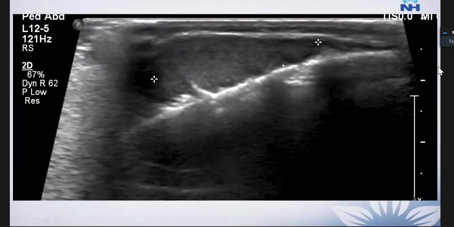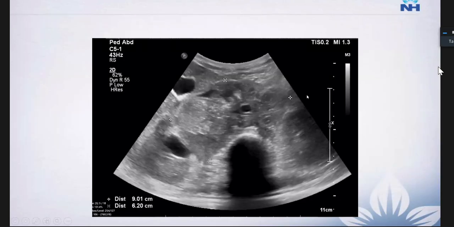And this was the USG appearance, which revealed that it was solid and hypoechoic, and you can see this kind of spiculations within the lesion. So subsequently, workup was done. USG abdomen was done initially just to look for any mass lesion in the abdomen.